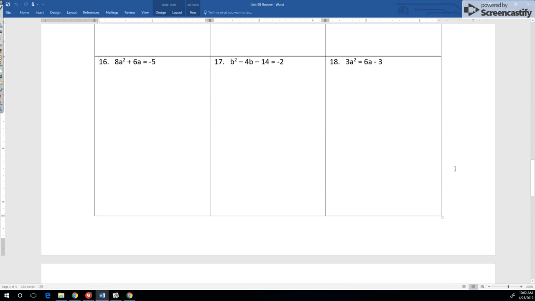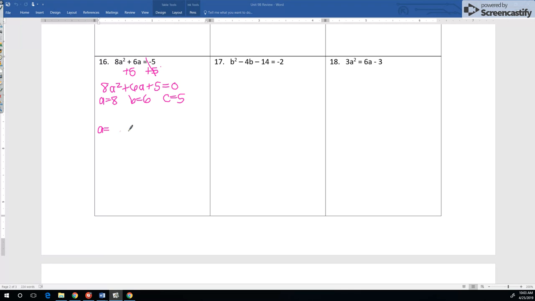Okay, three more to do with quadratic formula. So again, on this one, I need to get it equal to 0 before I can start. So what I'm going to do is add 5 to both sides. That'll leave me with 8a squared plus 6a plus 5 is equal to 0. A is 8, B is 6, and C is 5.